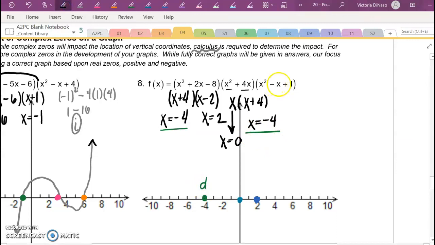And then finally, we have x squared minus x plus 1. We're going to go ahead and figure out, are there two numbers that multiply to 1 but combine to negative 1? And there's not, which we actually figured out the other day when we learned section 19. This is going to be an imaginary number.